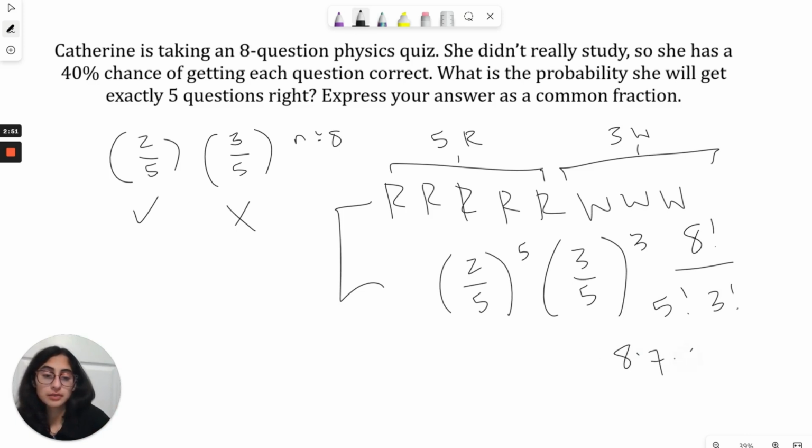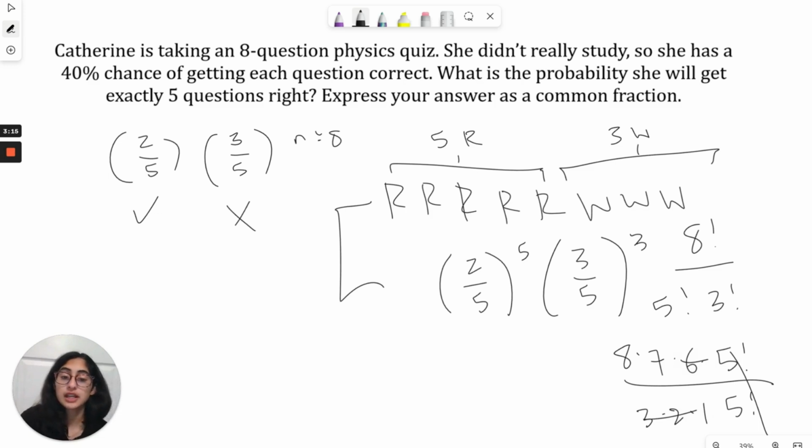8 times 7 times 6 times, and then we're going to do times 5 times 4 times 3 times 2 times 1. But that 5 times 4 times 3 times 2 times 1 is just 5 factorial. And again, a factorial is just the integer multiplied by every integer less than it. And so that cancels out with our 5 factorial on the bottom, leaving us with just 3 times 2 times 1, which cancels out with our 6. So this ends up being 8 times 7, 56 ways to rearrange these R's and W's.